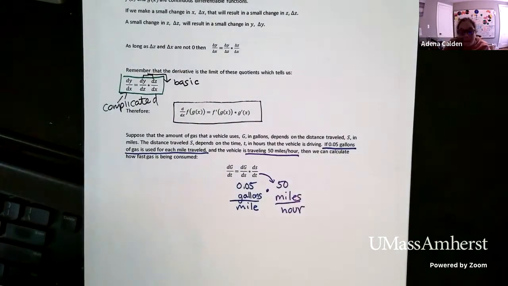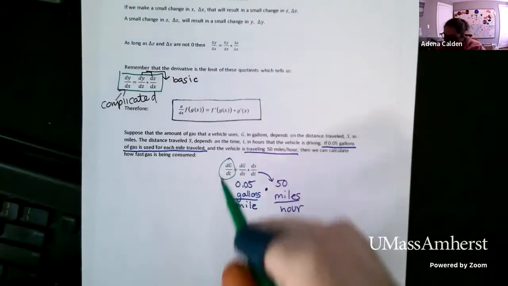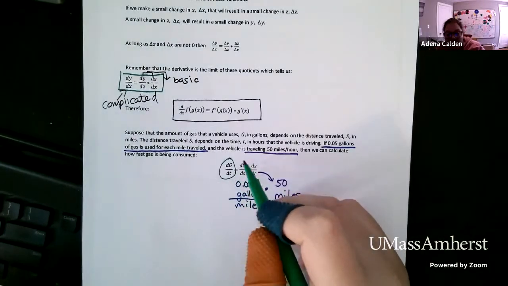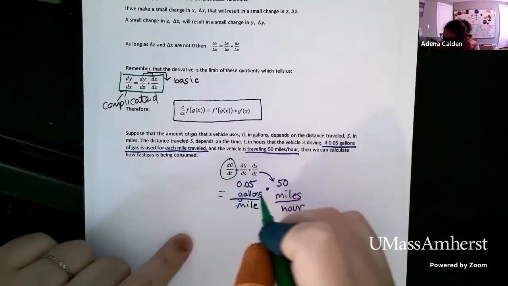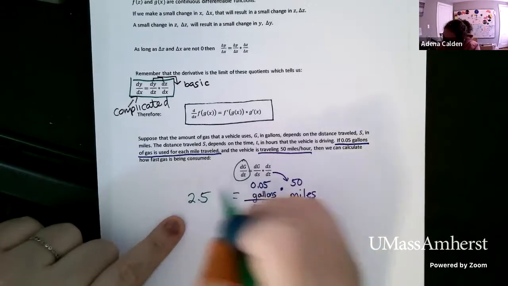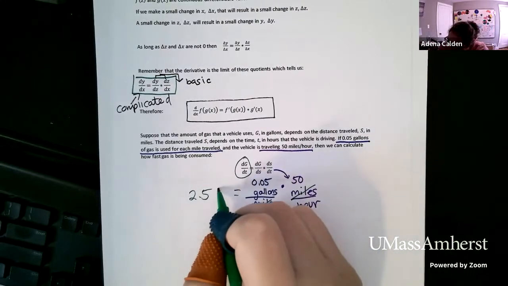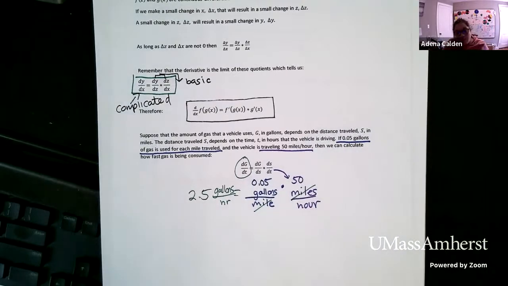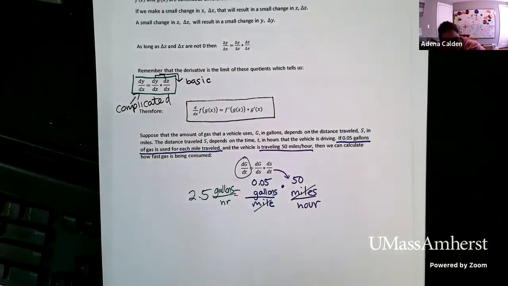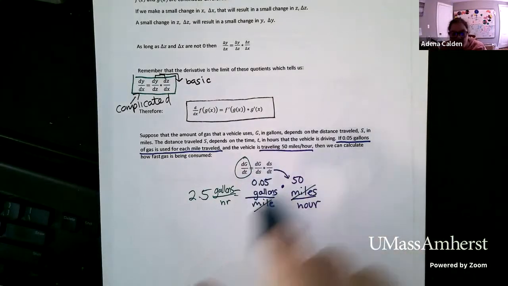If we were to multiply these together, what we would get is dg dt. Think about what these derivatives look like and what the resulting one is. When we multiply these two numbers together, we get 2.5. And then what about the units? The miles units are going to cancel, and we get gallons per hour. So we are able to determine the amount of gas we're using per hour by knowing these other two rates.